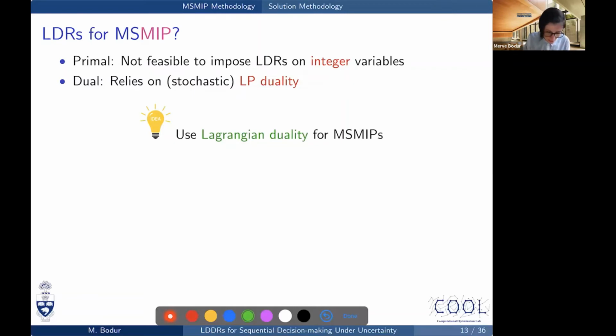So our idea is, if you don't have LP duality, whatever exists for integer programming, for instance, a different type of duality, Lagrangian duality, let's use it. And our decision rules will not be applied on the primal side because of this integrality issue. It is very difficult to ensure. So we will be deriving these so-called dual decision rules.